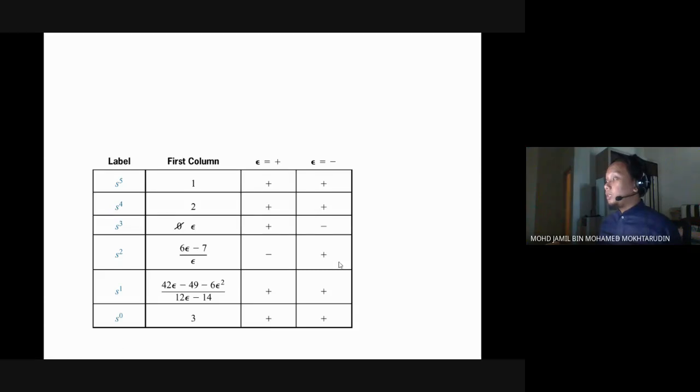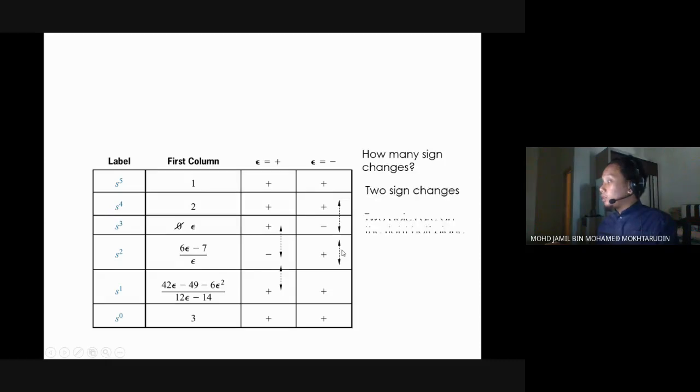So meaning that this system has two sign changes, meaning that there are two poles on the right half plane and the system is unstable. Okay. So this is the first method for the case when you encounter 0 in the first column.